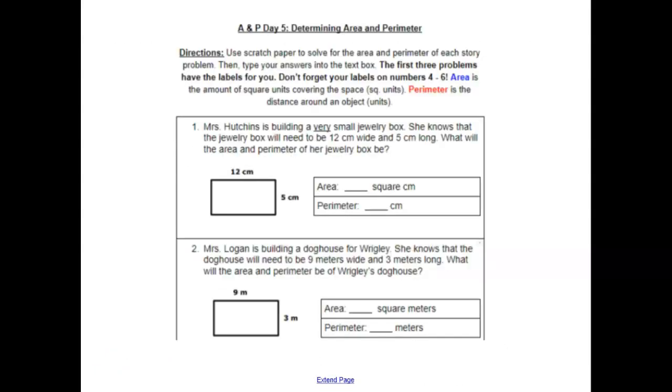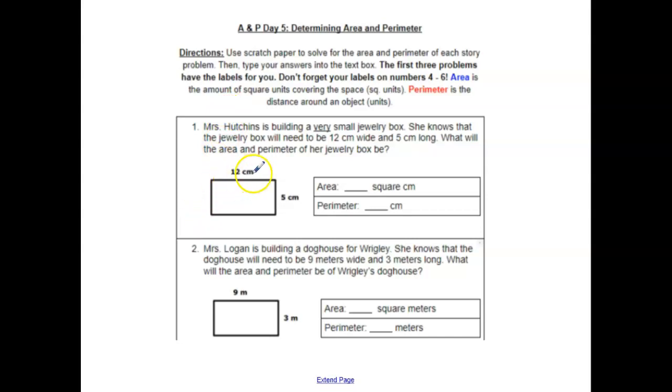Here is your assignment for today. We are providing you with different scenarios, and then you get the opportunity to answer the questions to determine the area and perimeter. It says Mrs. Hutchins is building a very small jewelry box. She knows that the jewelry box will need to be 12 centimeters long and 5 centimeters wide. What will the area and perimeter of her jewelry box be?